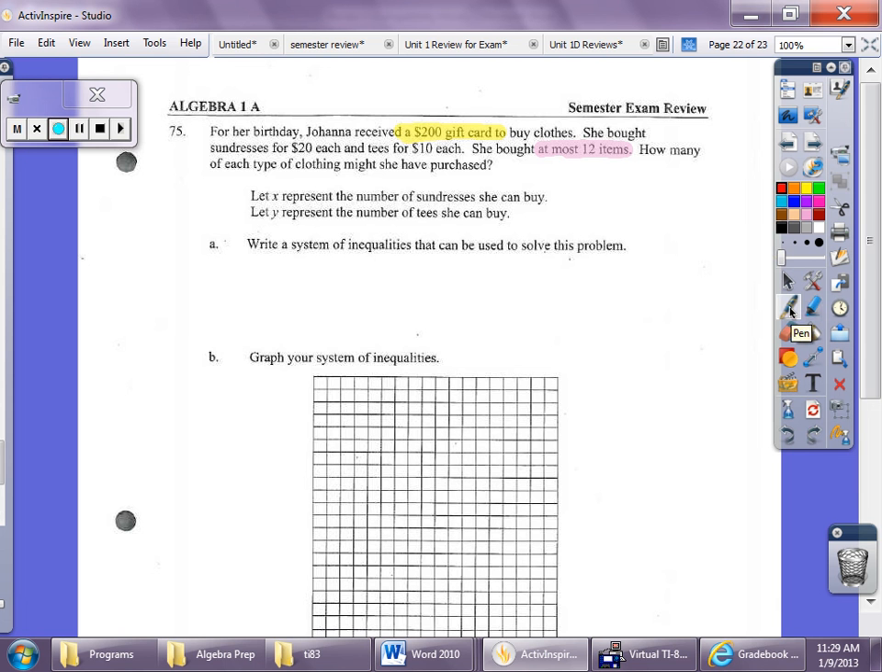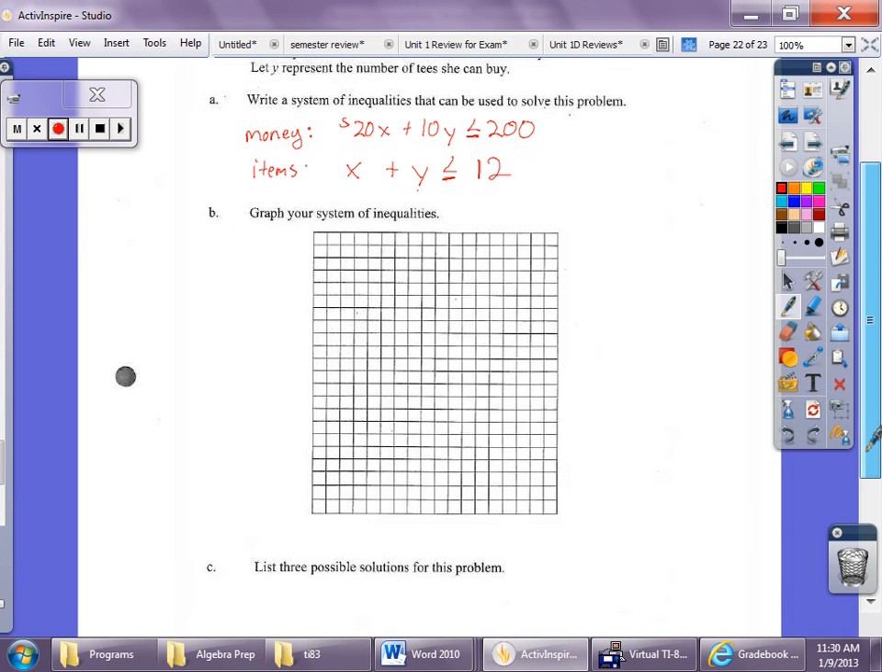So we have x is sundresses, y is tees. So we have two equations. We have one for money and then one for items. Our money, we have $20 for sundresses plus $10 for tees, and we have to spend less than or equal to $200. We can't go over that gift card. And then items, she's bought at most 12 items. Well, our sundresses plus our tees has to be less than or equal to 12 because we can't buy more than 12.